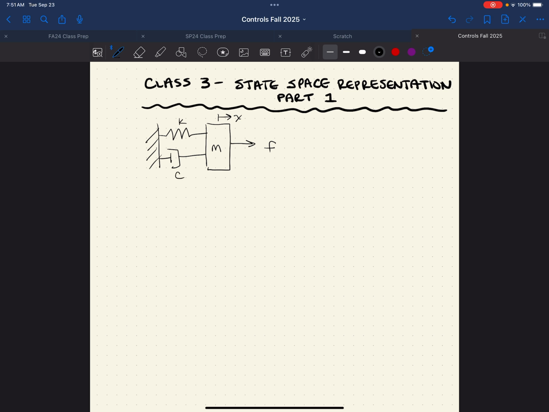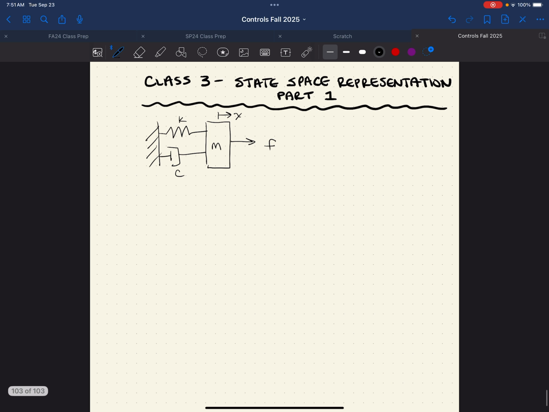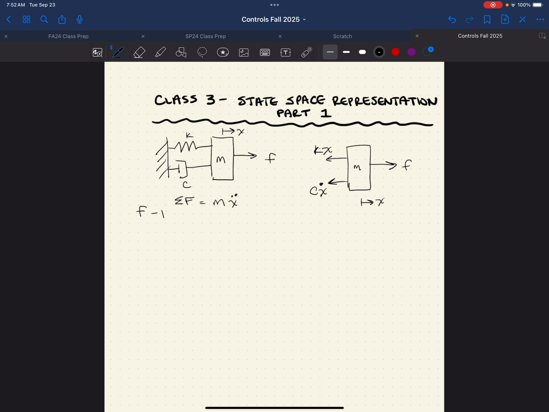Okay, and now we could do our sum of forces on this equation. So on this system, we could say the sum of forces on this mass m. Sorry, let's turn that into a free body diagram instead of just a diagram. We've got some kx and some cx dot. There we go. That's our free body diagram. So we could say our sum of forces equals mass times the acceleration. And so our sum of forces here is F minus kx minus cx dot equals mx double dot.